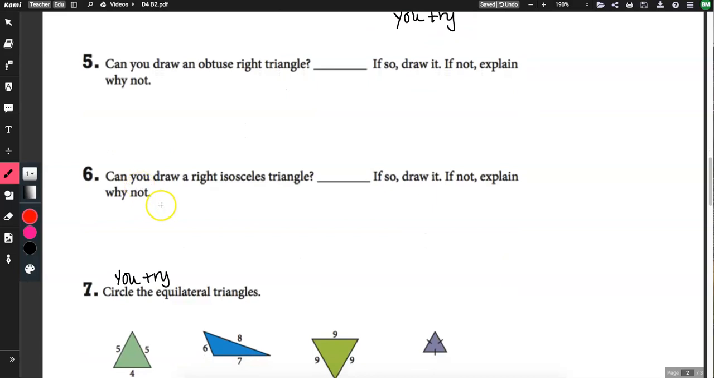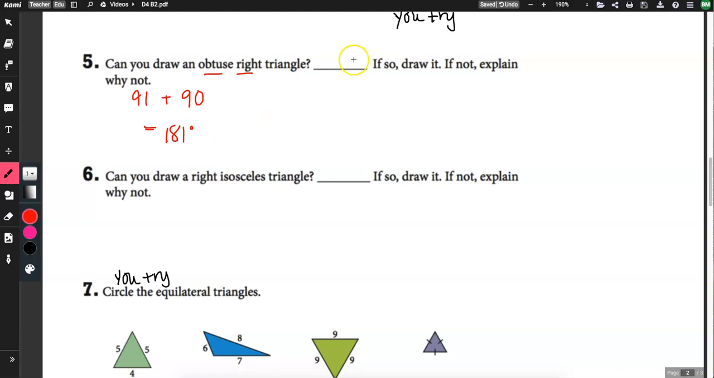Number 5, can you draw an obtuse right triangle? Think about that for a second. Can you draw an obtuse right triangle? That means that you would have to have one angle that's greater than 90. So let's take the smallest possible, 91. And you would have to have an angle that's 90 degrees. Those two alone equal 181.